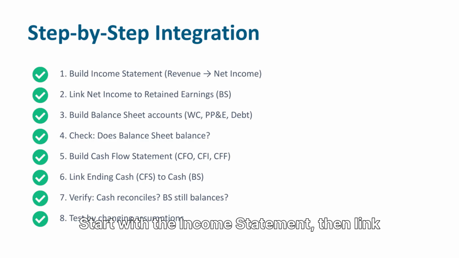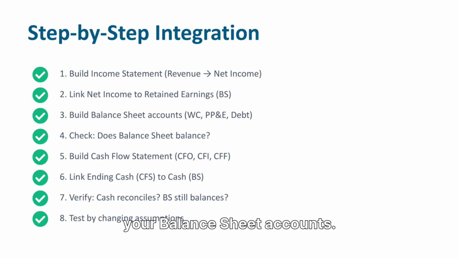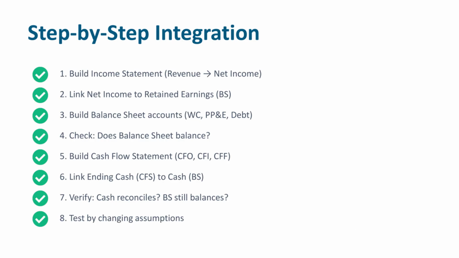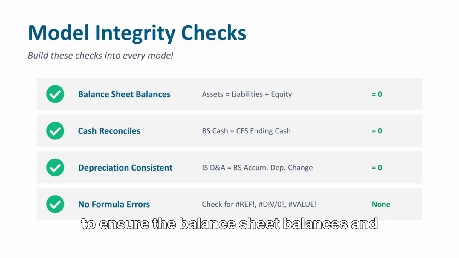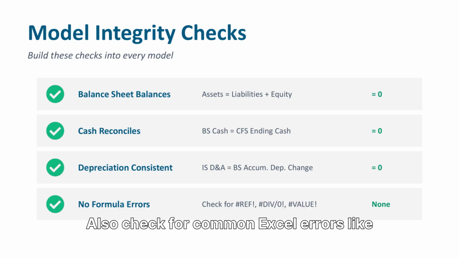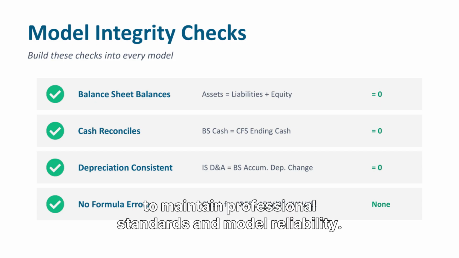Start with the income statement, then link net income to retained earnings, and build your balance sheet accounts. Check for balance, build the cash flow statement, and verify that ending cash reconciles with the balance sheet. Always build integrity checks into your model to ensure the balance sheet balances and cash reconciles automatically. Also check for common Excel errors like #REF or #DIV/0 to maintain professional standards and model reliability.